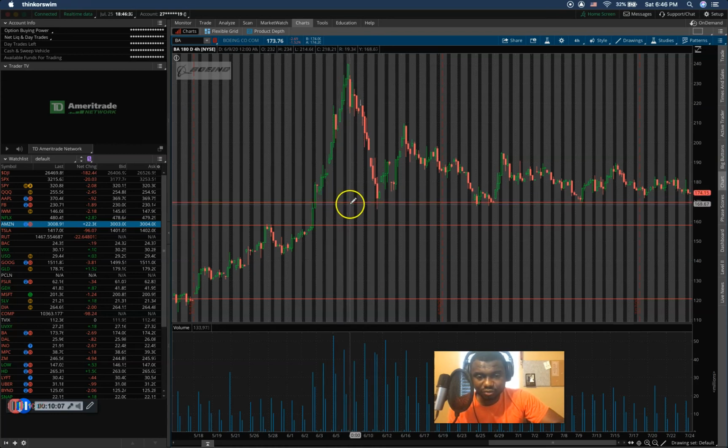Now this is the new support line. So it goes down, comes up, tests this for the second time, comes up, tests this for the third time, comes up, kind of tests back down a little bit, and then just stays flat.